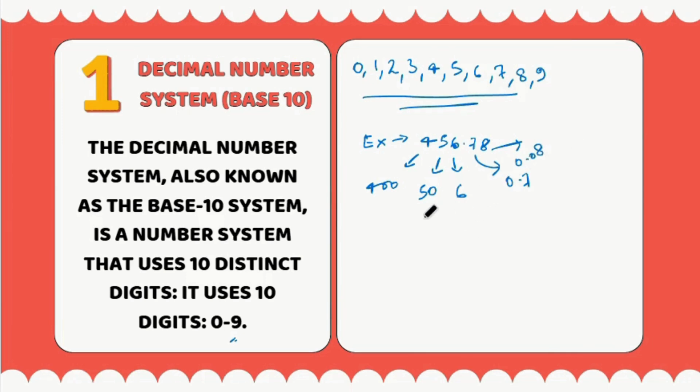Understood? Now, why do we call this hundreds, whereas we call this a hundredth? Because 0.78 is a fraction part, that is a decimal part, whereas 456 is a whole number. So in order to differentiate the decimal part from the whole number 456, we call the 4 as 4 hundreds, and this we call a hundredth.